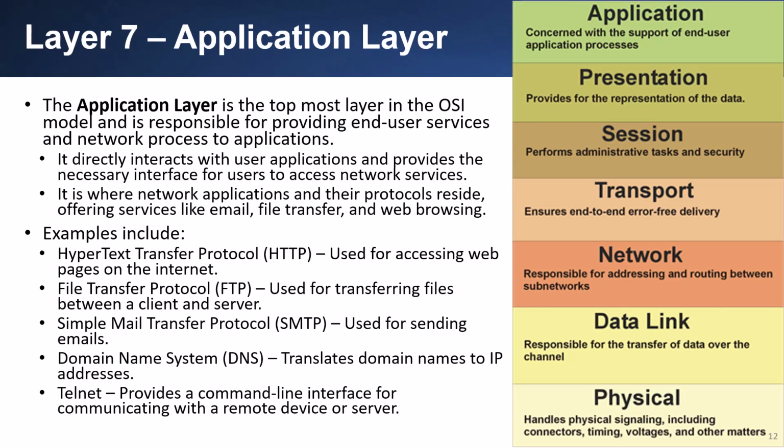The application layer is the topmost layer in the OSI model and is responsible for providing end-user services and network processes to applications. It directly interacts with user applications and provides the necessary interface for users to access network services. This is where the network applications and their protocols reside, offering services like email, file transfer, and web browsing.